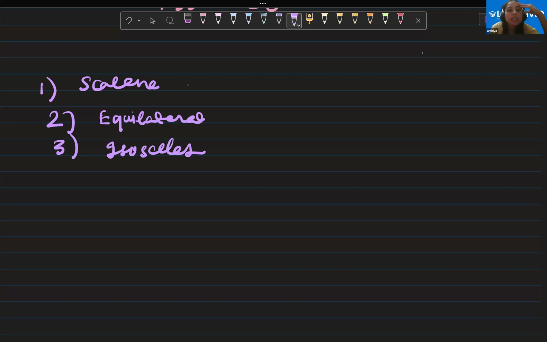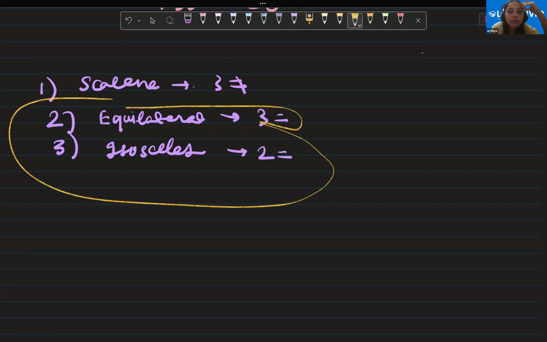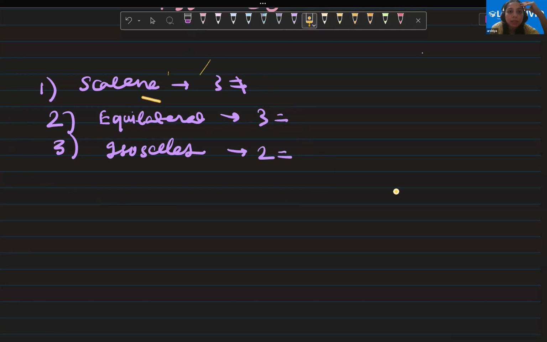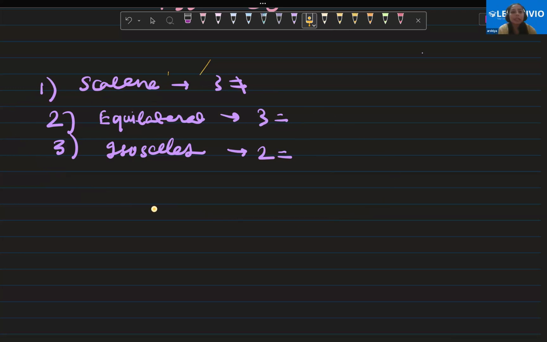Scalene, no sides are equal. For equilateral, all three sides are equal, and for isosceles, two sides are equal. So in this exercise, we will focus on equilateral and isosceles, mainly these two, mainly isosceles. Okay, now let's start.